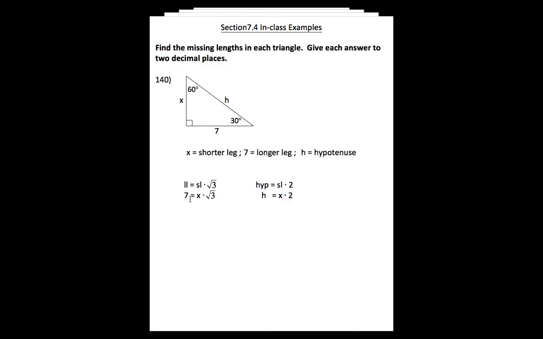And so if I take this equation, I can solve by dividing both sides by the square root of 3. And I'll end up with then that x, or the shorter leg, is approximately 4.04 units in length. And once I've got that length, I can take it and plug it into the other equation for the length that we marked x, or my shorter leg, and solve for the length of the hypotenuse, which is going to be twice the length of the shorter leg, or 8.08 units.